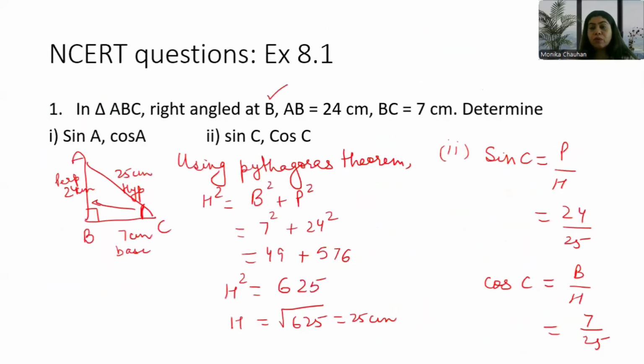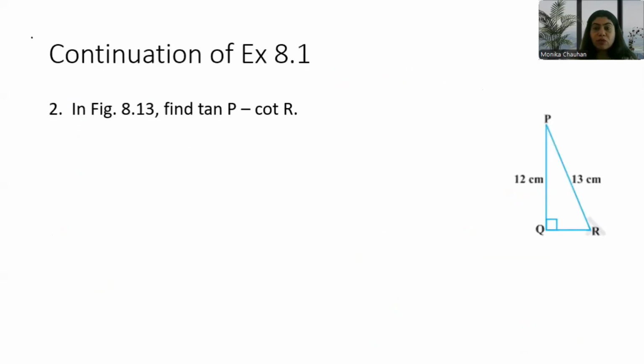So now we are going to use all this, what we have learned in our previous class. Now we are going to continue with the first exercise. If you see, the first question we have already solved in my previous video. Now we are going to begin with the second one. So this will help you out and a lot of your doubts will be clear.